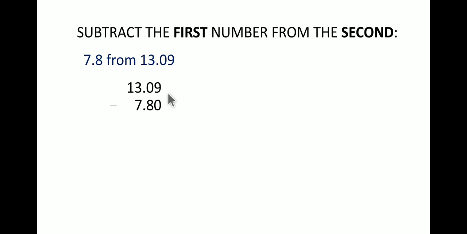So now we will subtract, and you all know the process of subtraction is very simple. If the subtracting number is greater than the number from which it has to be subtracted, then we borrow and thus we do the subtraction. So over here the answer is 5.29.